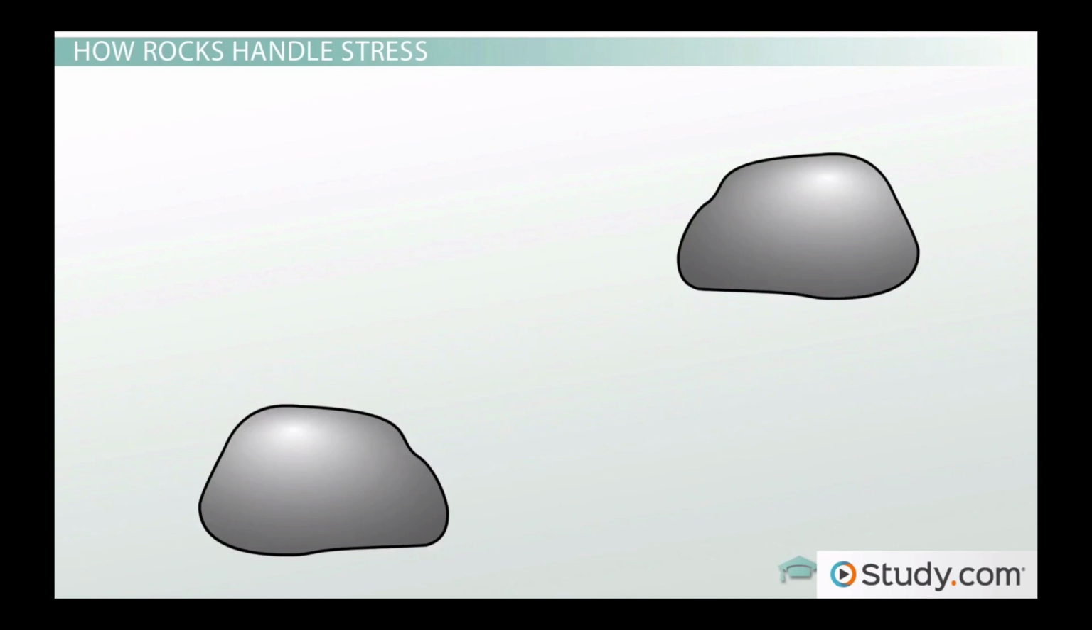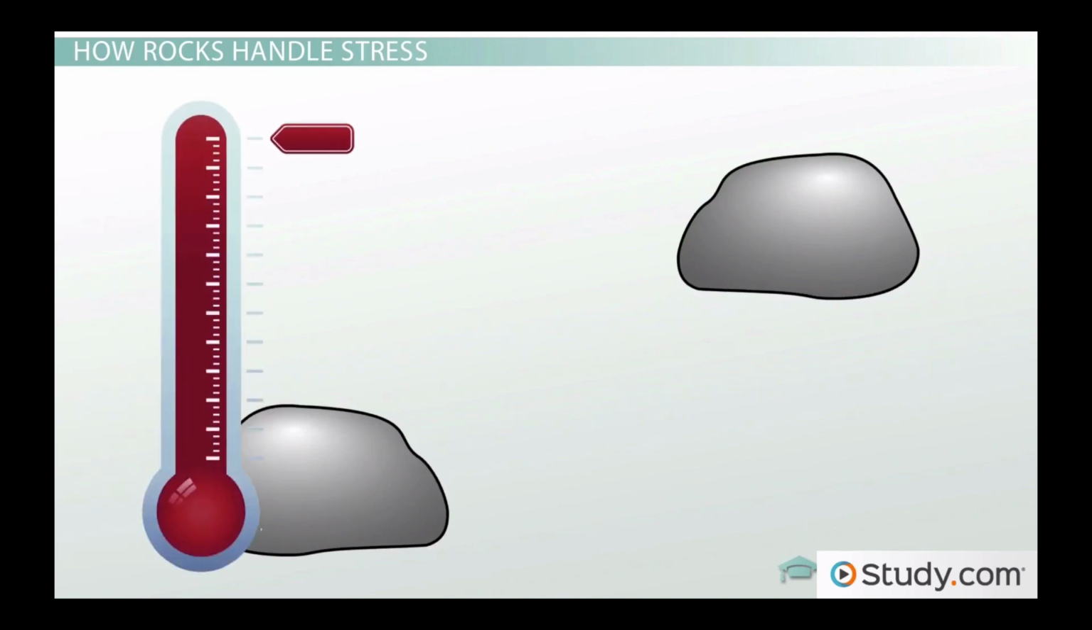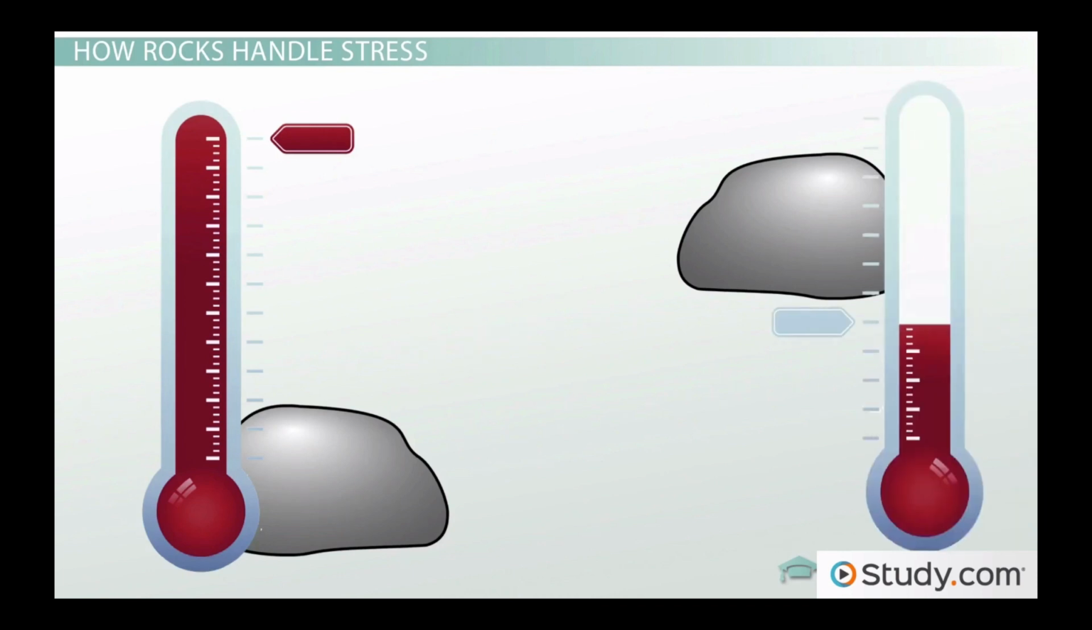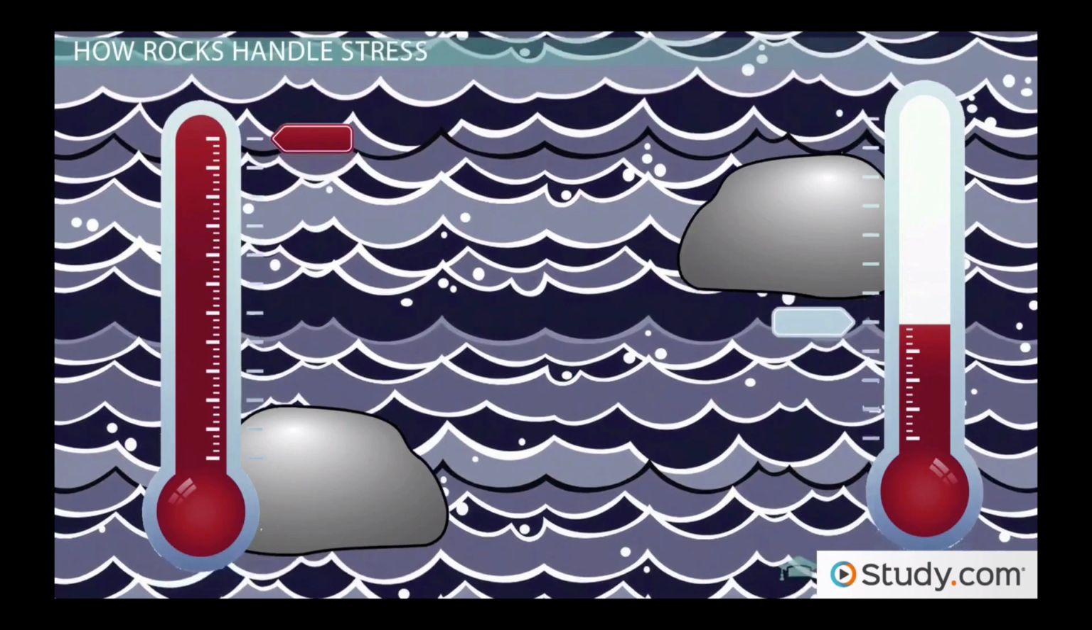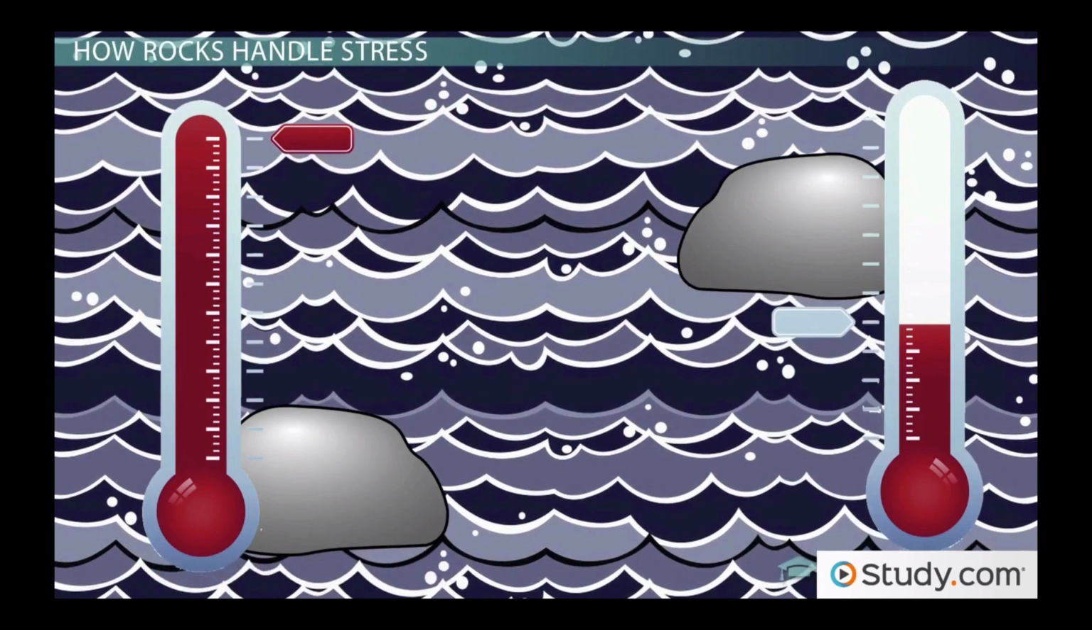The material of the rock is just one factor in how it deforms. Temperature also plays a role because at high temperatures, material can flow more easily, so it's more ductile. The opposite is true for low temperatures, so materials are more brittle and break more easily. Water is also important, and the less water present in a rock, the more brittle it is.